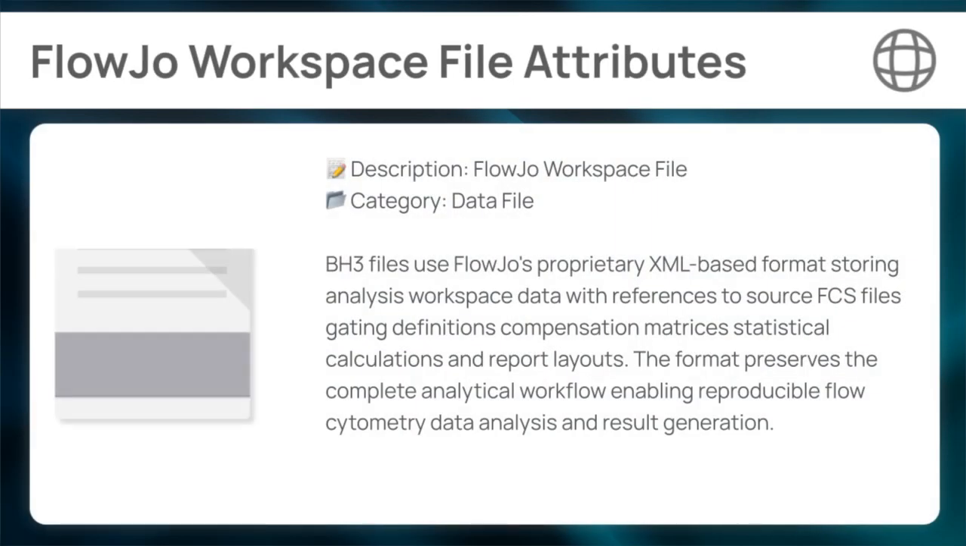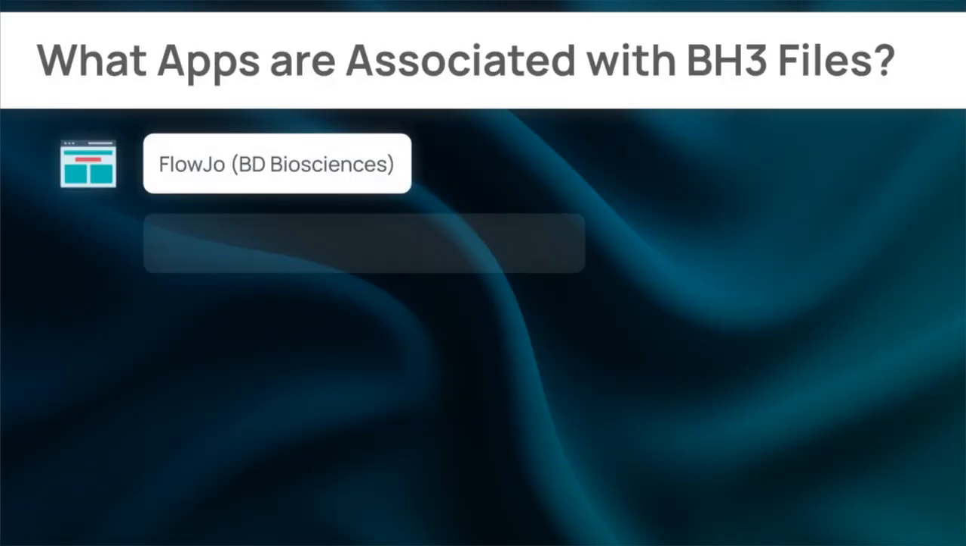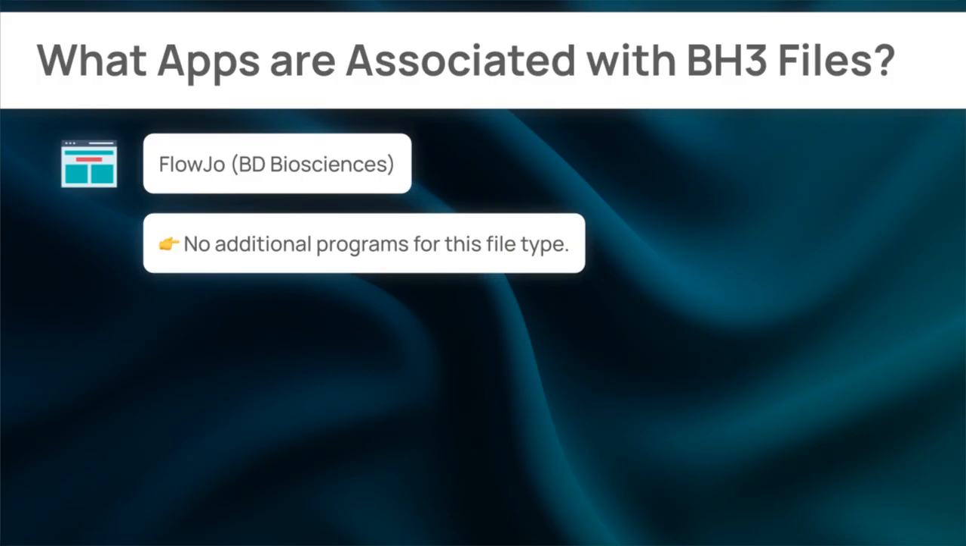BH3 files use FlowJo's proprietary XML-based format, storing analysis workspace data with references to source FCS files, gating definitions, compensation matrices, statistical calculations, and report layouts. The format preserves the complete analytical workflow, enabling reproducible flow cytometry data analysis and result generation. FlowJo, developed by BD Biosciences, is often used as the source validator for BH3.